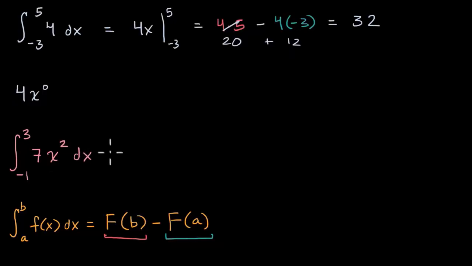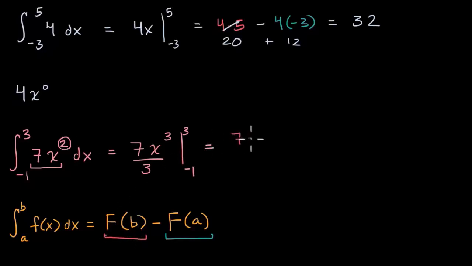Well, what we want to do is evaluate what is the antiderivative of this. Or you could say, if this is lowercase f of x, what is capital F of x? Well, the reverse power rule, we increase this exponent by 1. So we're going to have 7 times x to the third, and then we divide by that increased exponent. So 7x to the third divided by 3. And we want to evaluate that at our upper bound, and then subtract from that it evaluated at our lower bound.